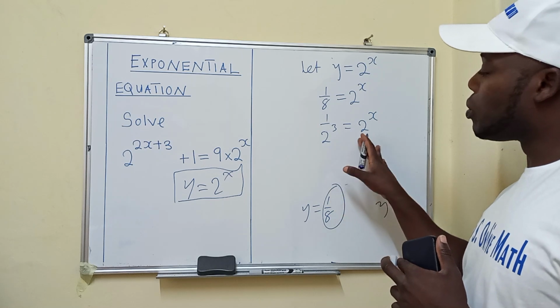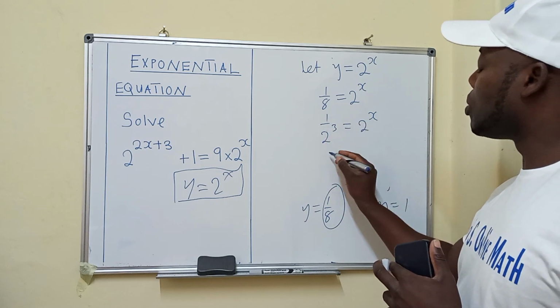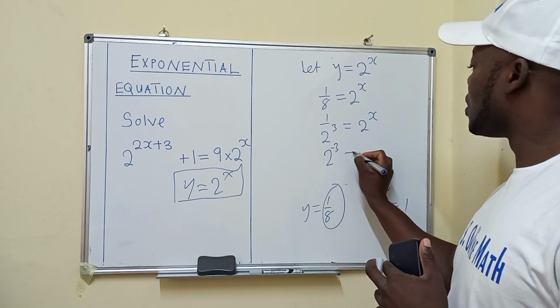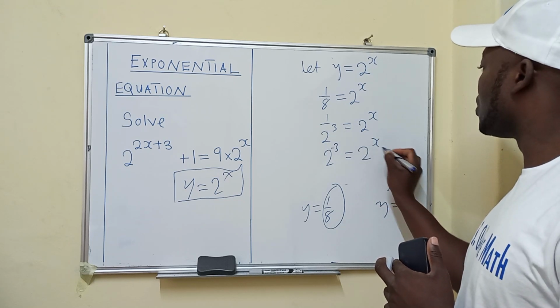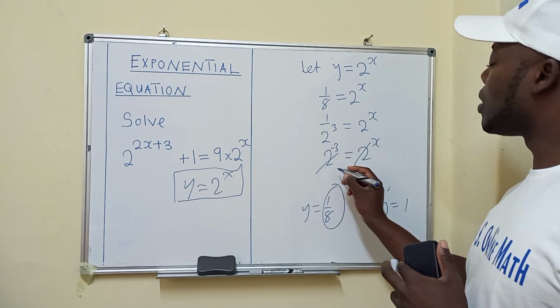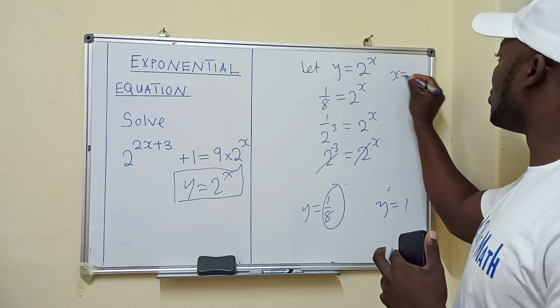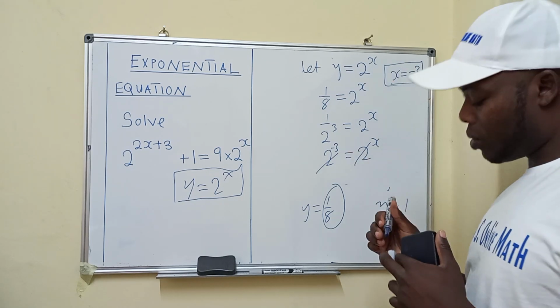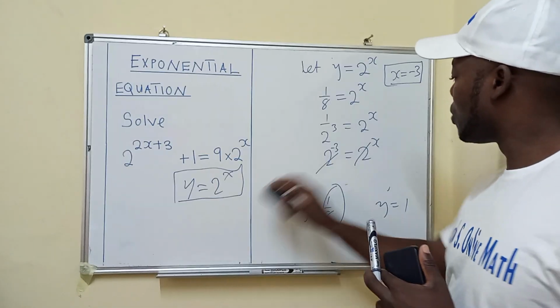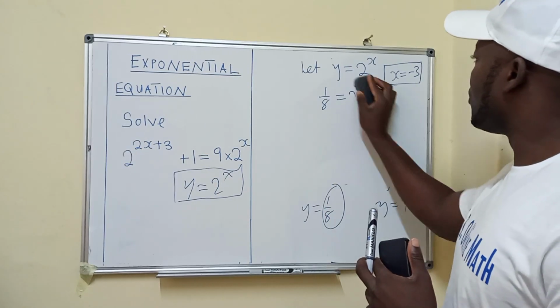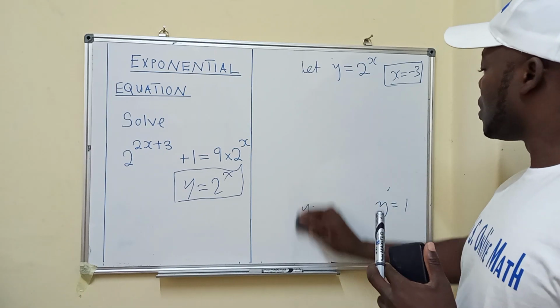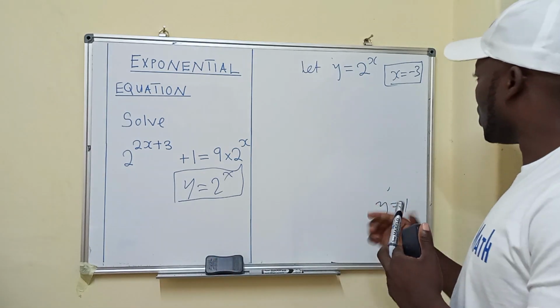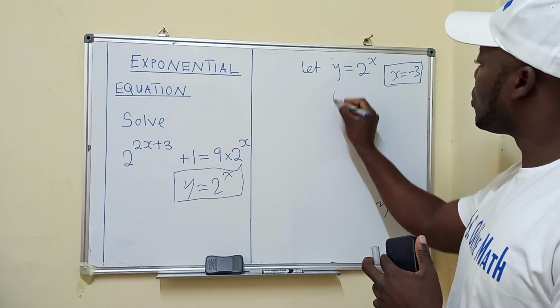We know what happens with indices when this goes on top. What happens? It tends to be a negative. So since this base and this are equal, the value of x will be equal to negative 3. So this is negative 3. We have solved one. Another value of x, we will now get this one. Put it where y is.